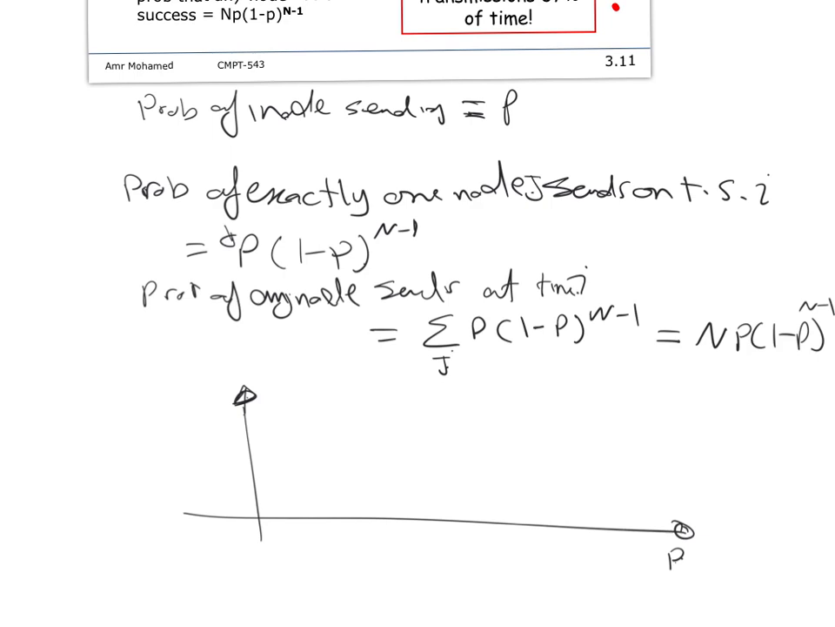So in fact, if I try to draw this against p, you will see that as the value of p is low, meaning the probability of any node transmitting is very low, it takes something like a linear effect. Which means that whatever you are sending is most probably successful. You're not getting any failures. So this happens when p is low.